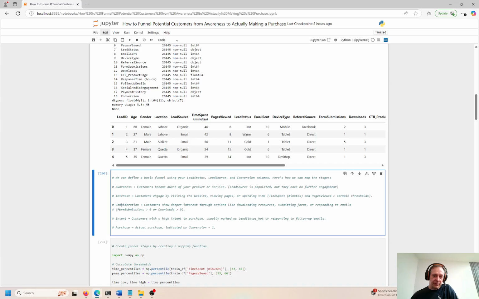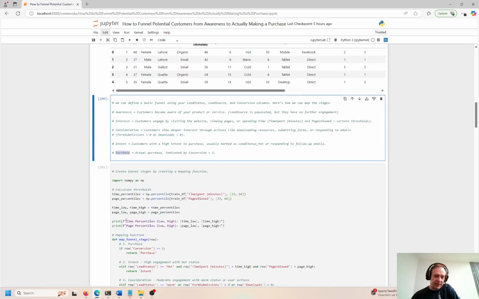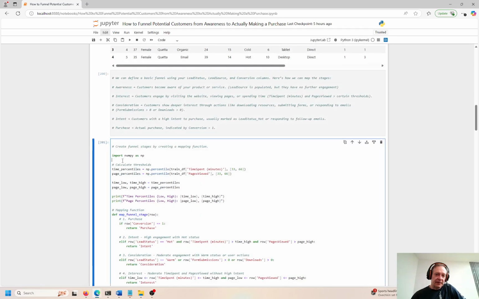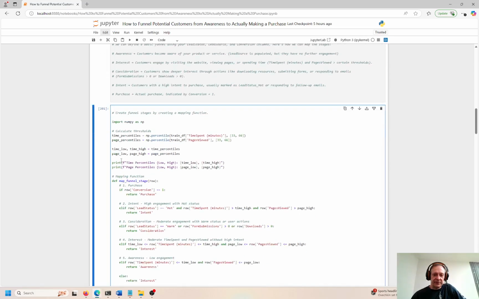Consideration, okay, so the customer shows deeper interest through actions such as downloading resources or actively engaging in the content. There's finally an intent to make a purchase, right? And then there's an actual purchase if the customer is funneled from the top all the way down to the bottom, right? So we have to get into the funnel and go down to the end and make a purchase. Or the customer doesn't use the product or service and the business doesn't get the money, right?